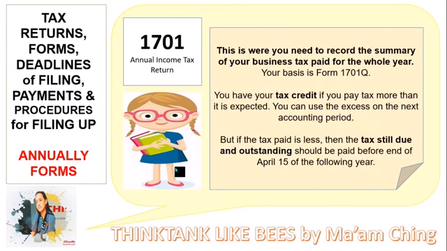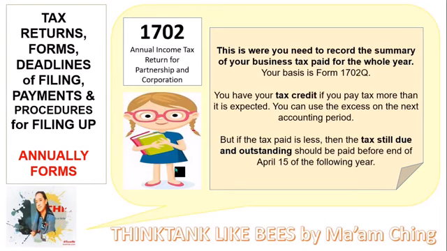For the 1701, or Annual Income Tax Return, this is where you record the summary of your business tax paid for the whole year. Your basis here is Form 1701Q. You have a tax credit if your tax paid is more than expected, so you can use the excess in the next accounting period. But if the tax paid is less, then the tax still due and outstanding should be paid before the end of April 15 of the following year.